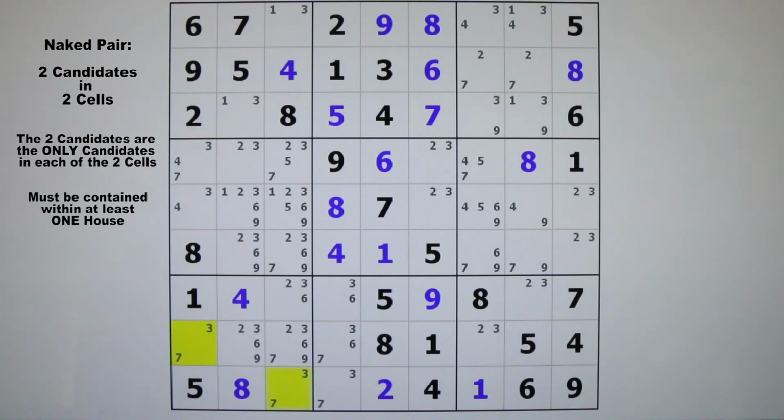Naked pairs are fairly easy to find, fairly easy to see, and pretty easy to understand as well. So we should be able to go through these examples rather quickly.